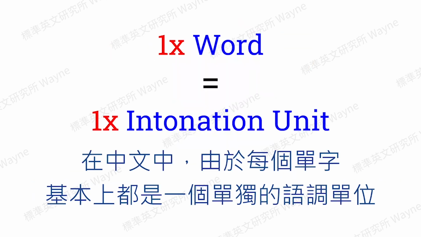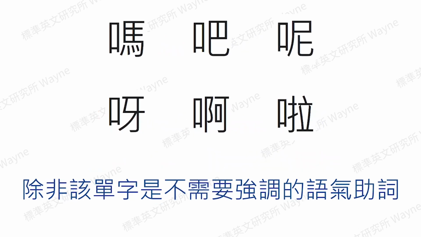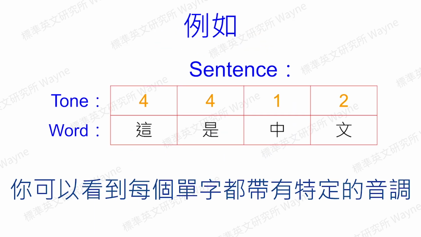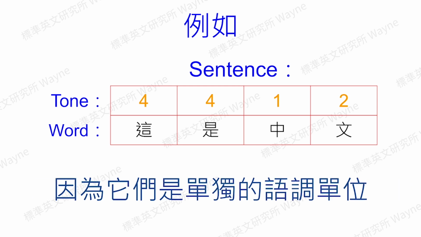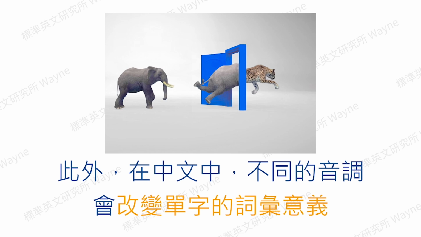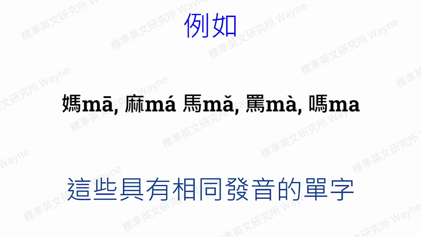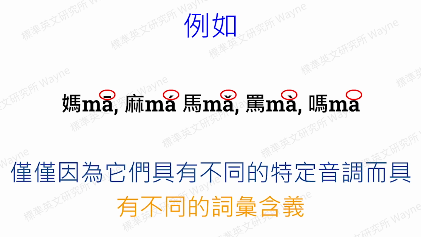In Chinese, due to the fact that every single word is basically a separate intonation unit, unless the word is a modal particle you don't need to emphasize, the number of words basically determines the number of tones. For example, you can see that each of these words carries a specific tone as they are separate intonation units. Also, in Chinese, different tones change the lexical meaning of the word. So Chinese has a specific set of tones and different words have different specific tones.